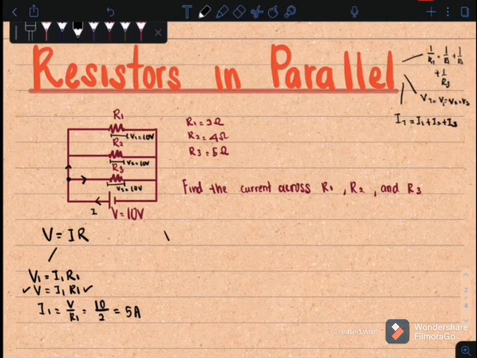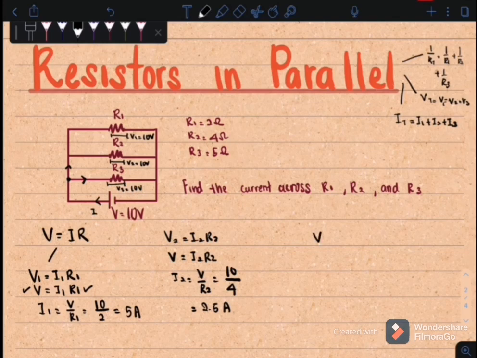I'm going to use the same equation for resistor 2 to find the current across resistor 2. So V2 is equal to I2 R2. So my V2 becomes V is equal to I2 R2. Now I2 is actually V over R2, where V is 10 divided by R2, which is 4 ohms. So I'll get my I as 2.5 amperes. This is the amount of current that is passing through resistor 2.